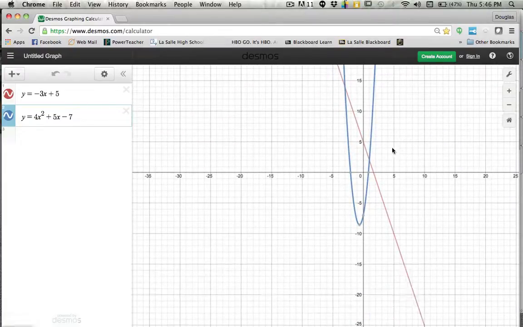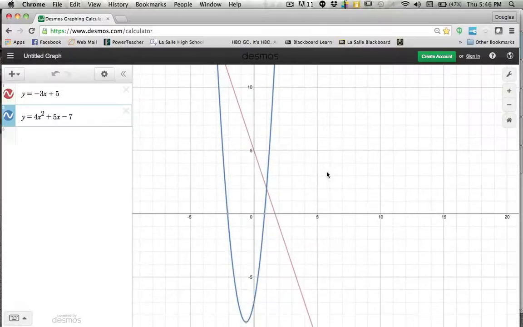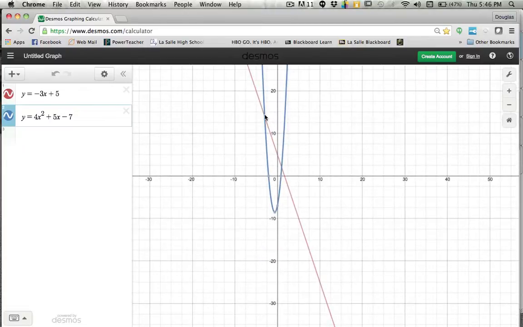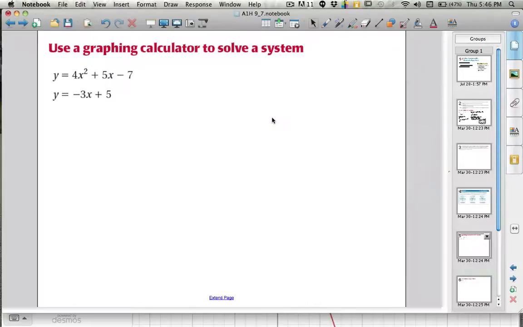And now you can see that we intersect at 2 different points. If I look at this point where we intersect at 1, 2, and at this point, negative 3, 14. So 1, 2, and negative 3, 14.